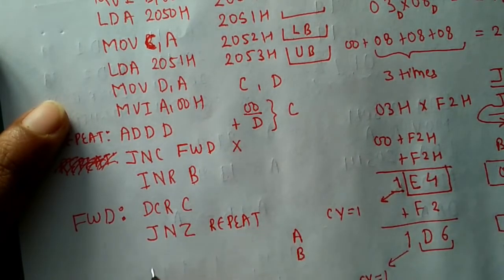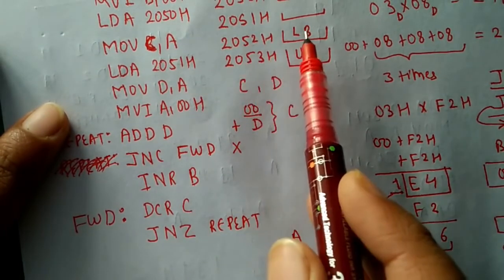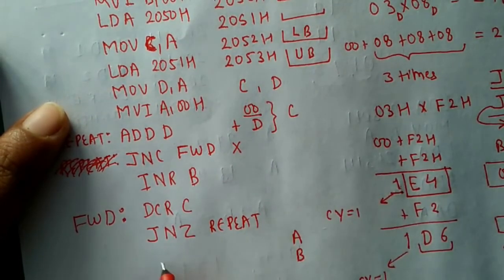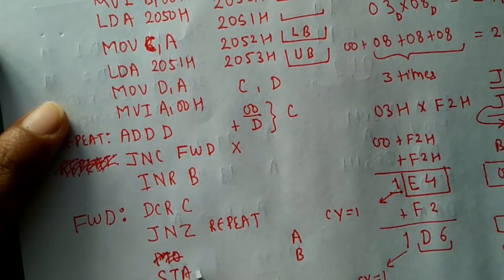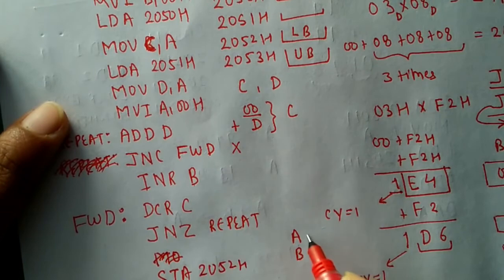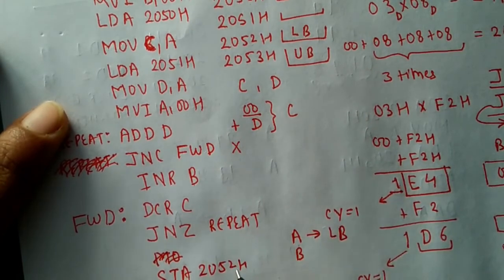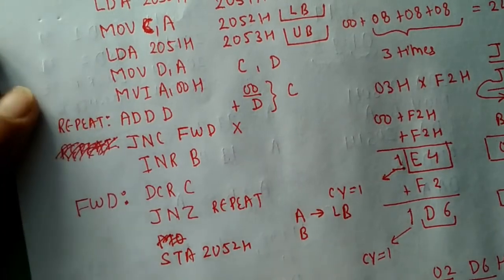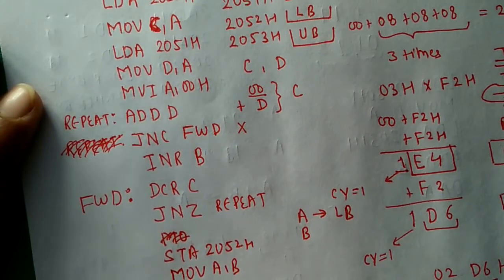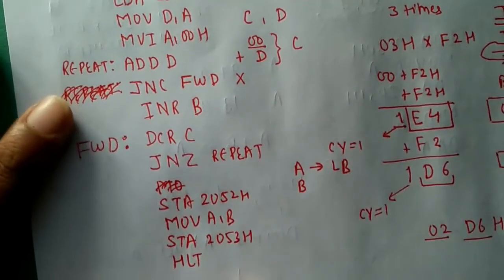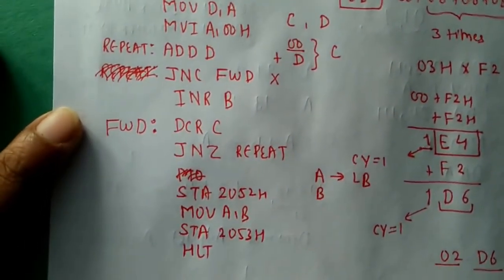So simply we have to store the result now. We have to store the result lower byte at 2052 location. So here it will be only STA 2052H, because the lower byte is present in accumulator itself. So simply we have put the value of accumulator at location 2052H, and after that we will have to put the value of B in accumulator, and then we will put that value at location 2053H, and after that HLT. So this is the program for multiplication.